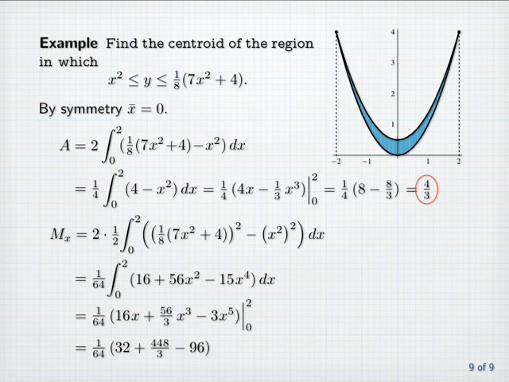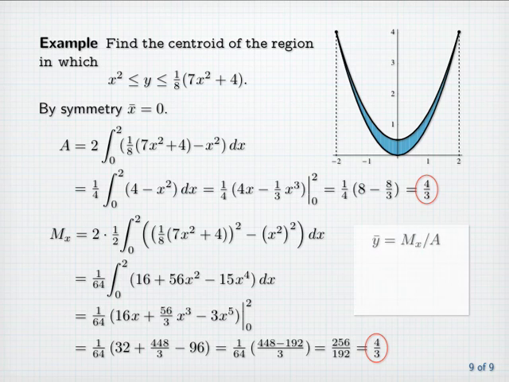And so we get 1 over 64 times 448 minus 192 over 3, which is 256 over 192. The numerator there is 4 times 64. The denominator is 3 times 64. So we end up with 4/3 for the moment about the x-axis. So y bar is 4/3 divided by 4/3, or 1. So the centroid of our region is the point 0, 1. Notice here that the centroid is not in the region.